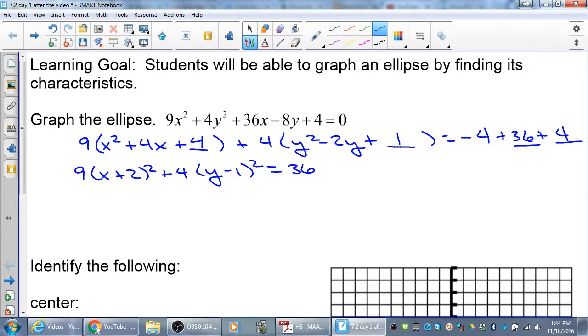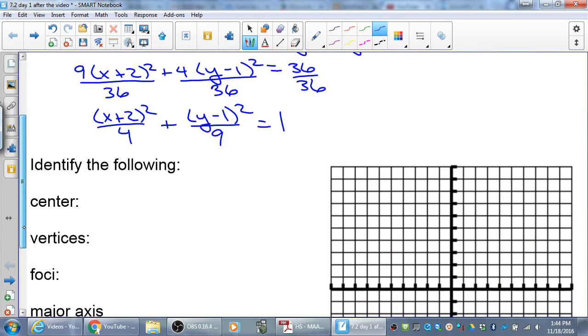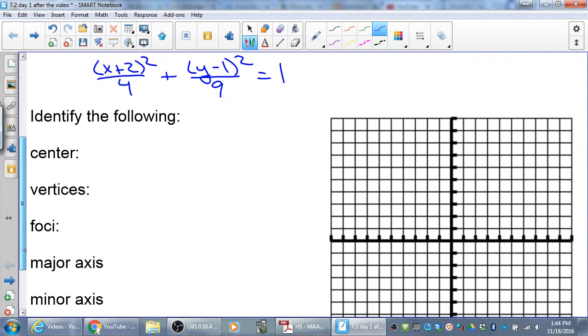But in order to get the information that we need, in a very convenient form, we need this to equal 1. And when we do that, we have lots of information. We divide by 36. That way this will be equal to 1. (x plus 2) squared over 4 plus (y minus 1) squared over 9. There we go, equal to 1. Once we get this all equal to 1, it's pretty straightforward to find all the information. I never found conics to be terribly difficult. It's just a lot to remember more than anything.